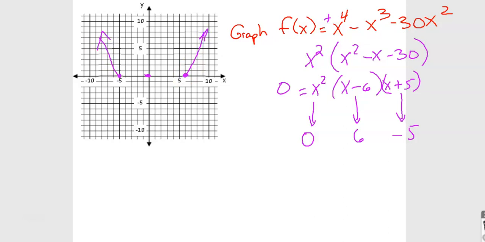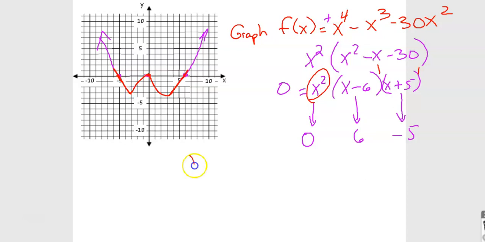And notice the multiplicity. So this happens twice. So at 0, it's going to bounce. These other ones only happen once, so it's literally going to go through. So it goes through this 0, it goes through this 0, but it's going to bounce at this one. So it's not going to go through at the 0 mark.